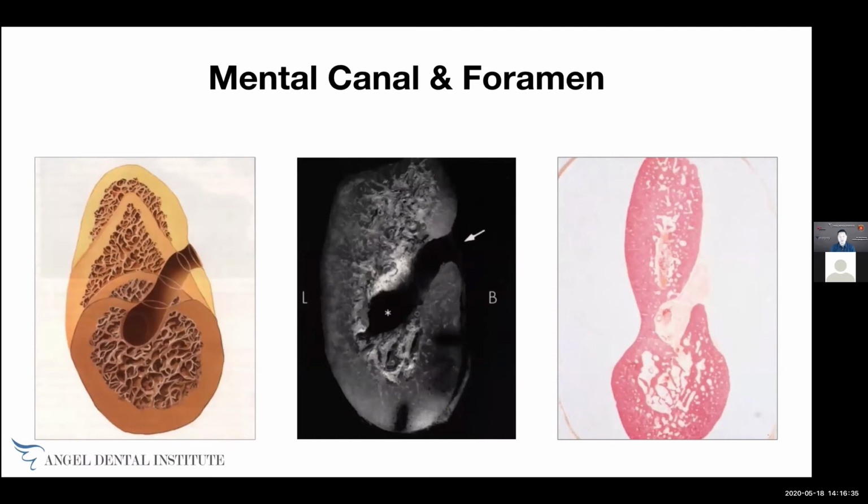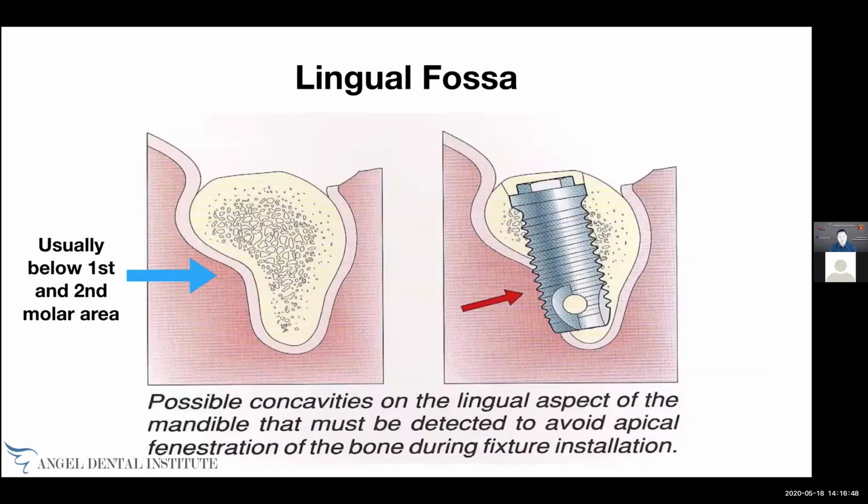Okay, mental canal and mental foramen. This will usually be around the premolar, usually between the first and second premolar. Usually we'll see this in the panoramic X-ray. You could see it in a PA or a CT. Okay. Lingual fossa, I talked about this just a little bit earlier. It's usually below the first and second molar area. You could feel this with your finger if you just palpate on the lingual side of the molar area.